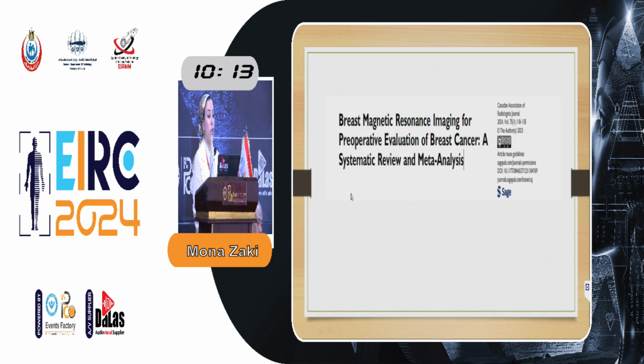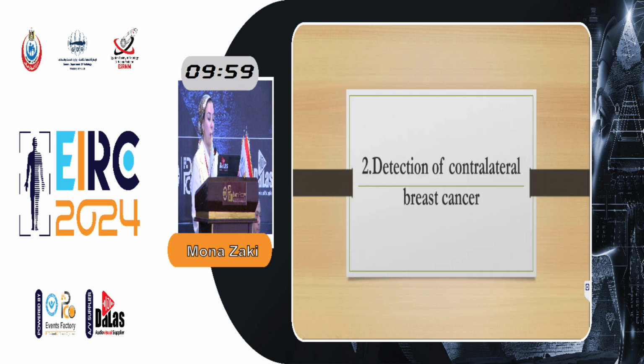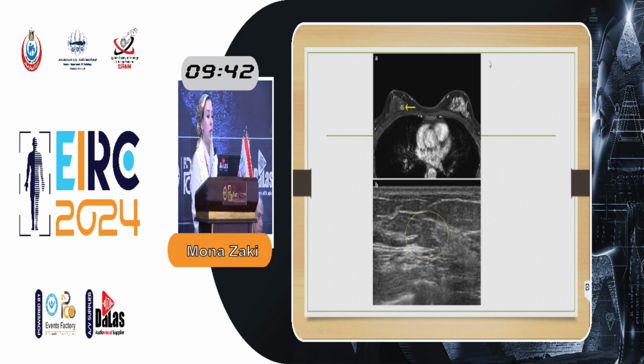And this study, a systematic review and meta-analysis done this year, demonstrated that preoperative MRI leads to reduction of local recurrence rate and reduction of positive surgical margin. As for detection of contralateral breast cancer, in this case with locally advanced left breast cancer, MRI demonstrated an additional small contralateral breast cancer at the same time. Also in this case, with multicentric affection on the left side, there was a small deeply seated lesion which was hardly seen by ultrasound.